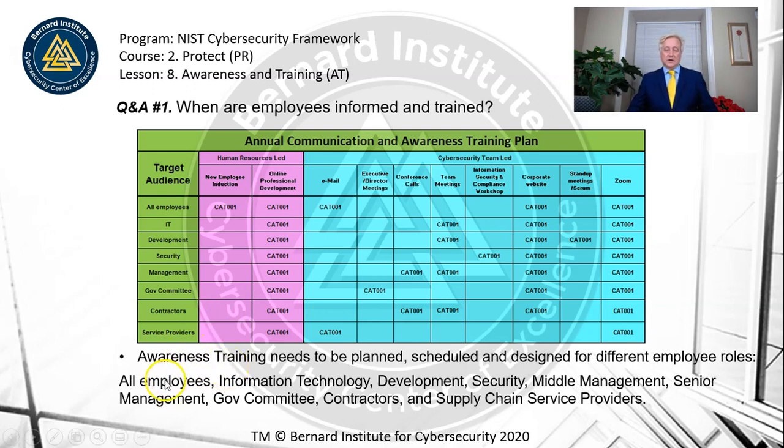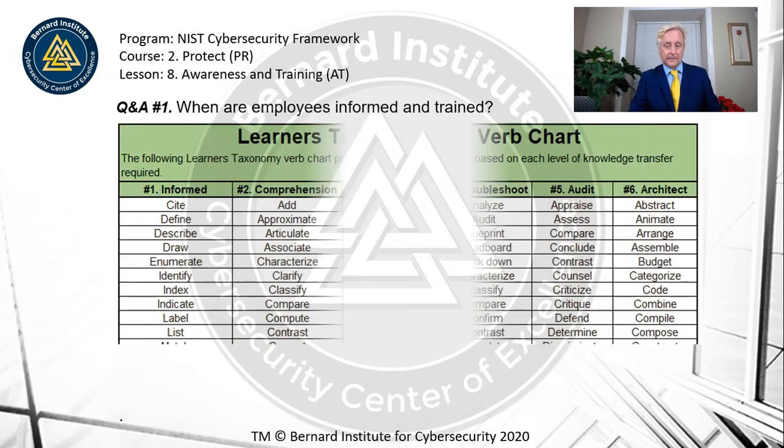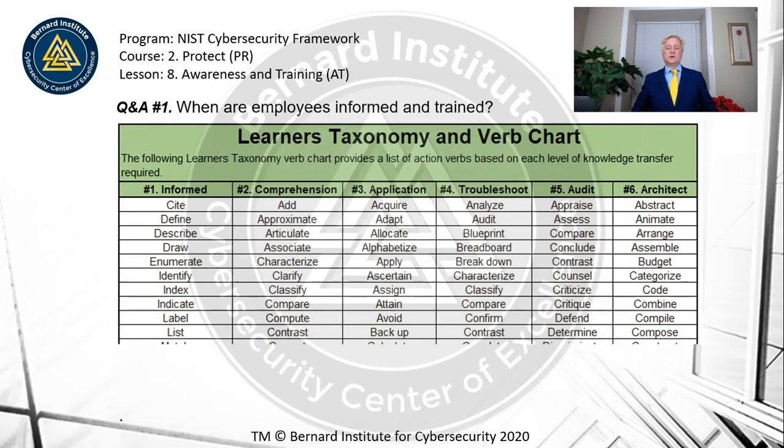Okay, so what kind of roles are we talking about? We're talking about, we mentioned these up here, all employees, technology, development, security, middle management, senior management, governance committee, contractors, supply chain service providers. Of course, supply chain is a big topic throughout NIST as well as risk management. Okay, when are employees informed or trained?